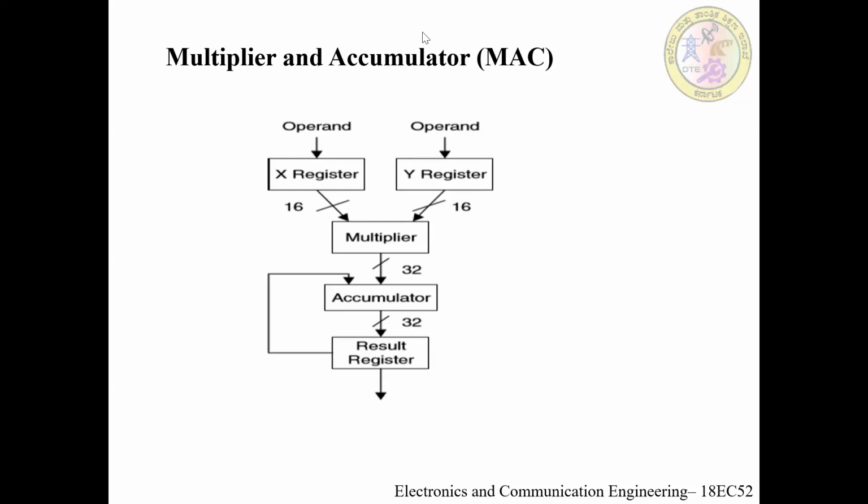Again, filtering is nothing but the convolution of the incoming signal with the linear time invariant system's unit impulse response. So the output will be the filtered output. That filtered output we can consider as the convolved output, or we can say it is a MAC operation. So this is about the MAC unit.